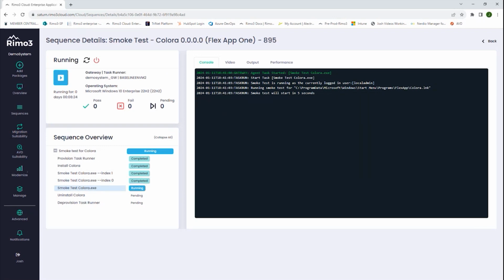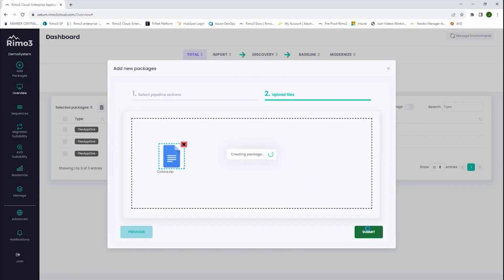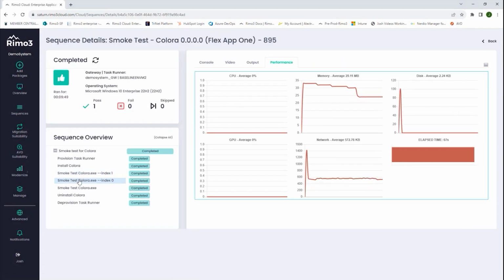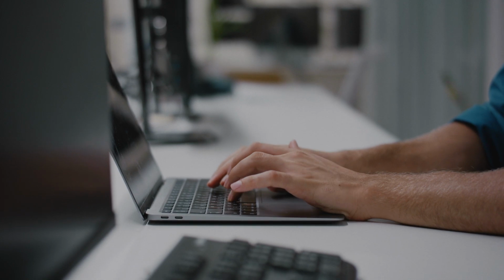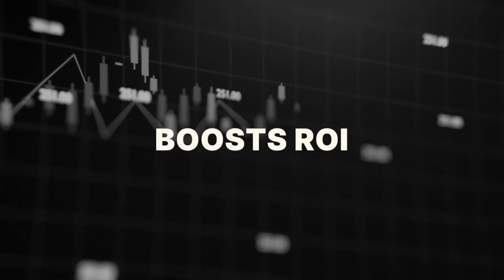Rimo3's automated analysis combined with Liquidware's innovative packaging technology streamlines the application lifecycle, reducing deployment risks and manual labor. Integrated with Microsoft Intune, it simplifies management, enhances security, and boosts ROI.